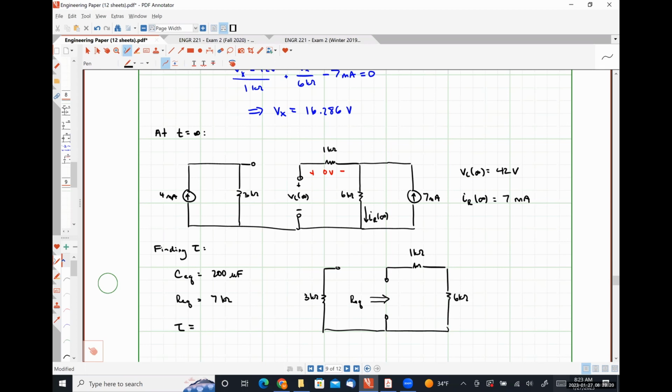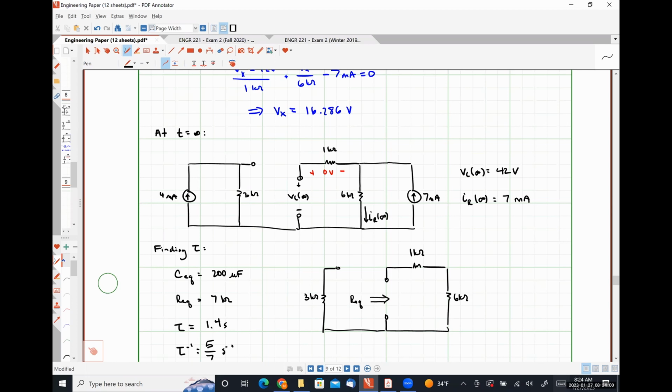From this, our time constant is simply the product of these two things. So that's 200 times 10 to the minus 6 times 7,000, which is 1.4 seconds. And the inverse of our time constant is 0.714. No, I want to do a fraction. That's going to look like garbage. All right, so let's see. 1.4 is 7 over 5, so 5/7 per second.